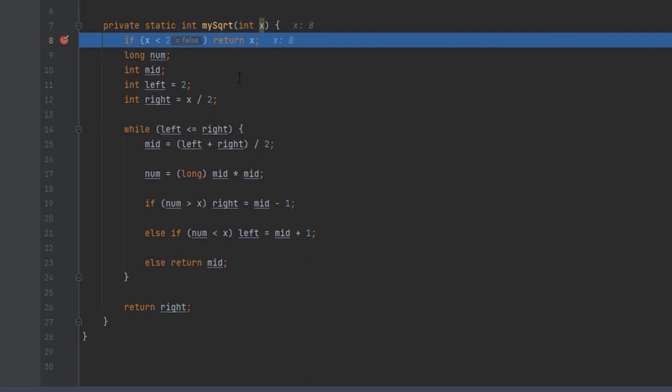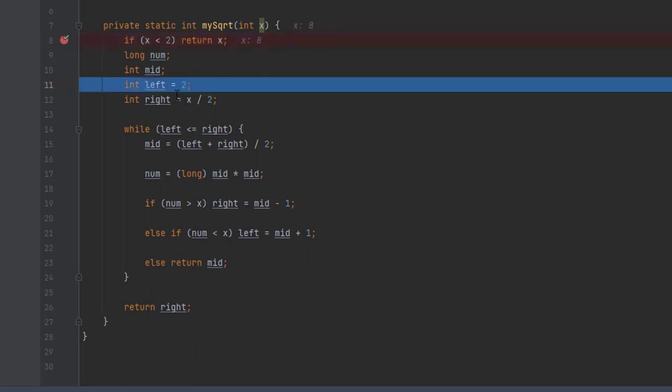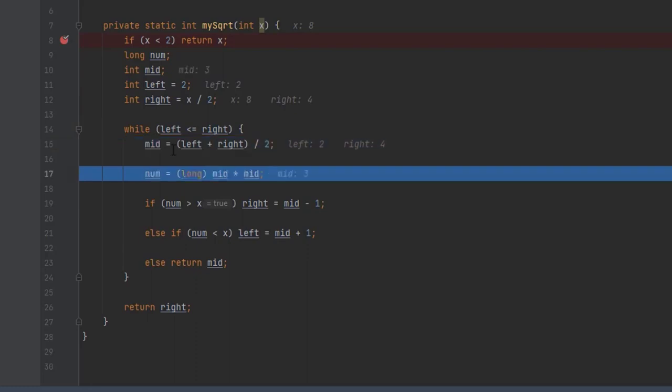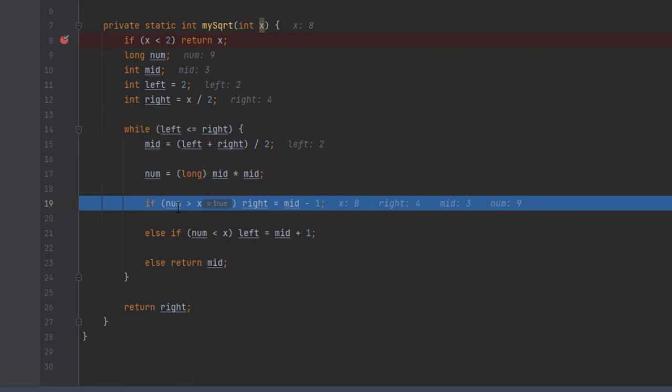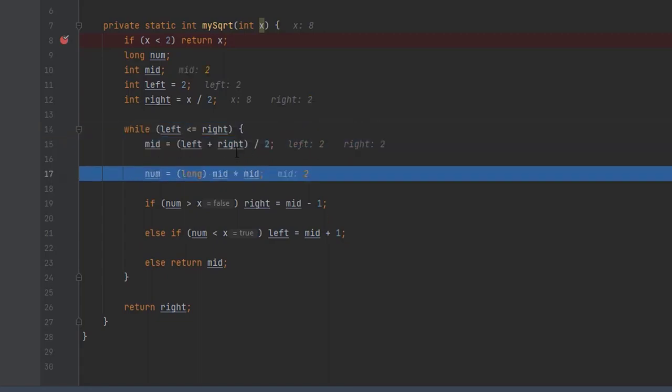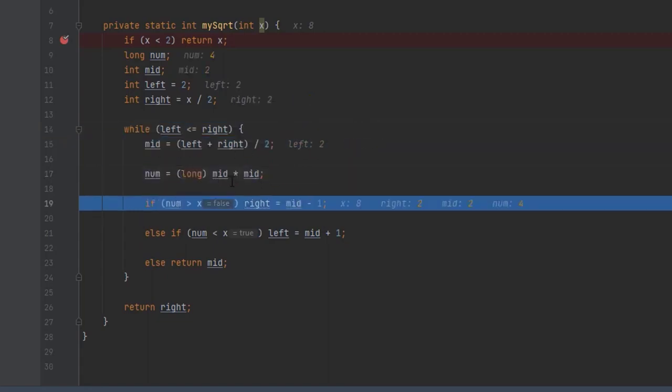So I picked 8, the second example in LeetCode. So left is 2 and right becomes 4. Left is less than or equal to right in this case. So we assign the midpoint, which ends up being 3, and 3 times 3 is 9. So if number is greater, 9 is greater than 8, so then that means the right value, we need to bring that down. So we do that, and now left is 2 and the right is 2. And the mid is also 2. 2 times 2 is 4.